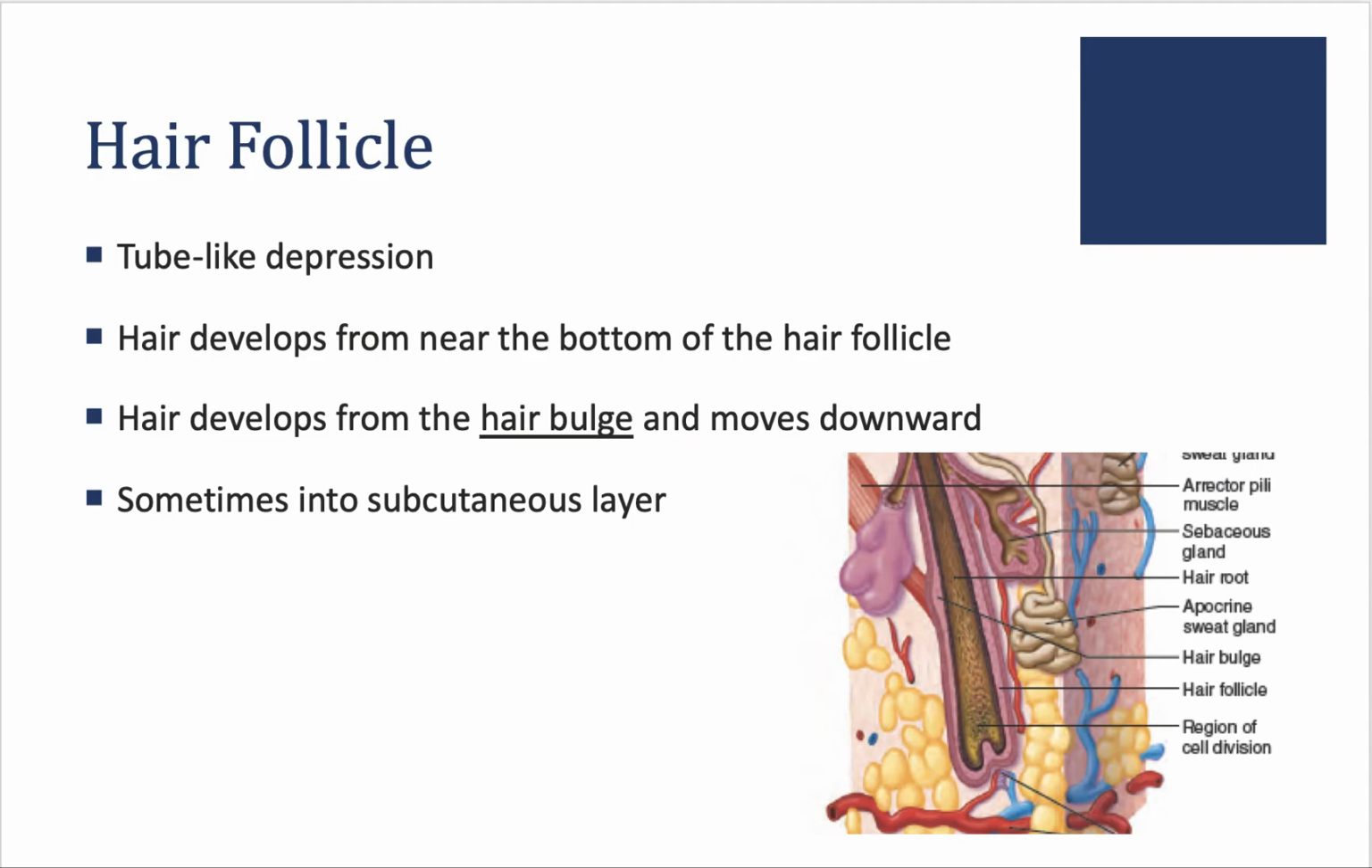So the hair follicle is a hole. It's the hole that the hair sits in. Hair is going to develop near the bottom of the hair follicle. Now it doesn't develop from the very, very bottom. Instead, it develops from here, the hair bulge. It's going to develop here, move downward, and then it will push older cells upward as new cells form.